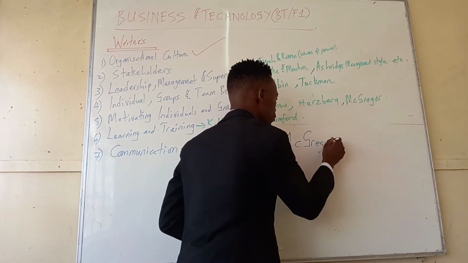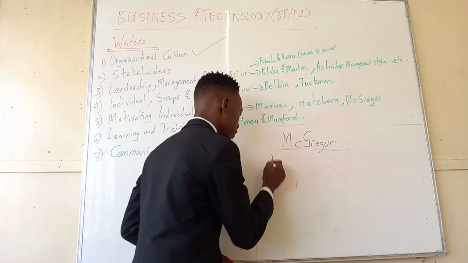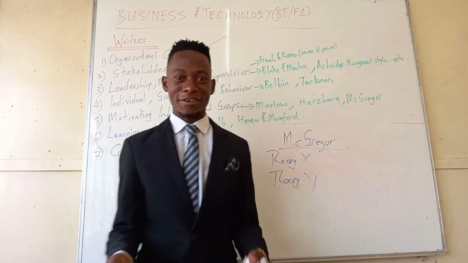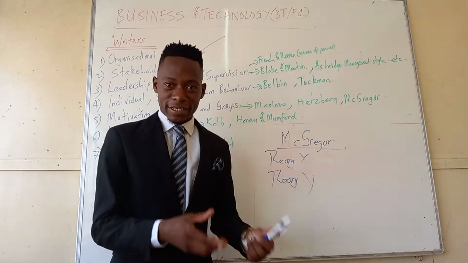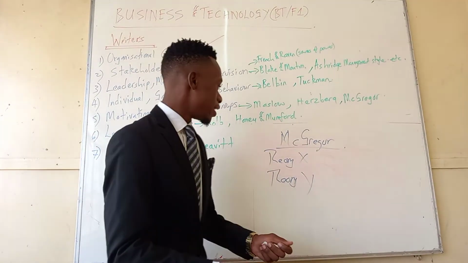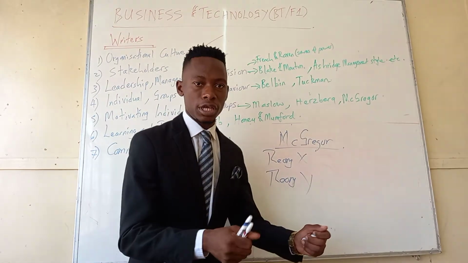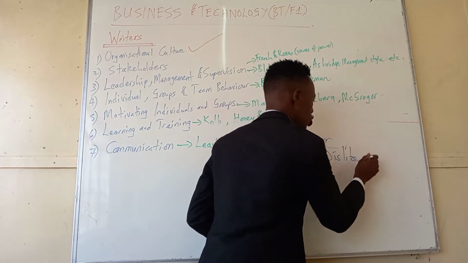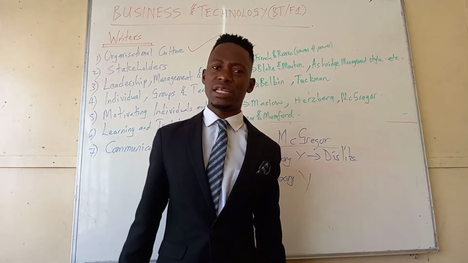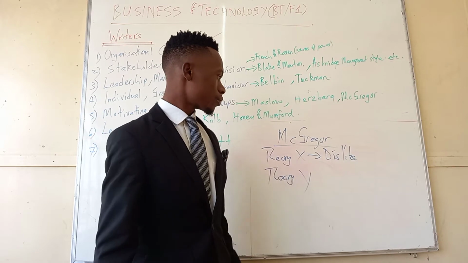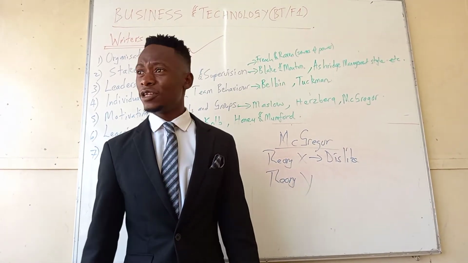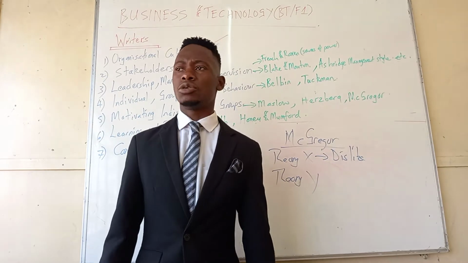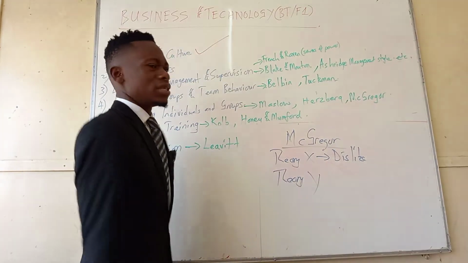McGregor said, if you are dealing with employees, check whether they are Theory X or Theory Y. If an employee is Theory X, they dislike the work, they dislike the job, they are not even willing to take responsibility. So what can I do? Which style will I use? Obviously, I'll use the autocratic leadership style, one-way communication. I'll just tell them what they should do, because they don't like work.